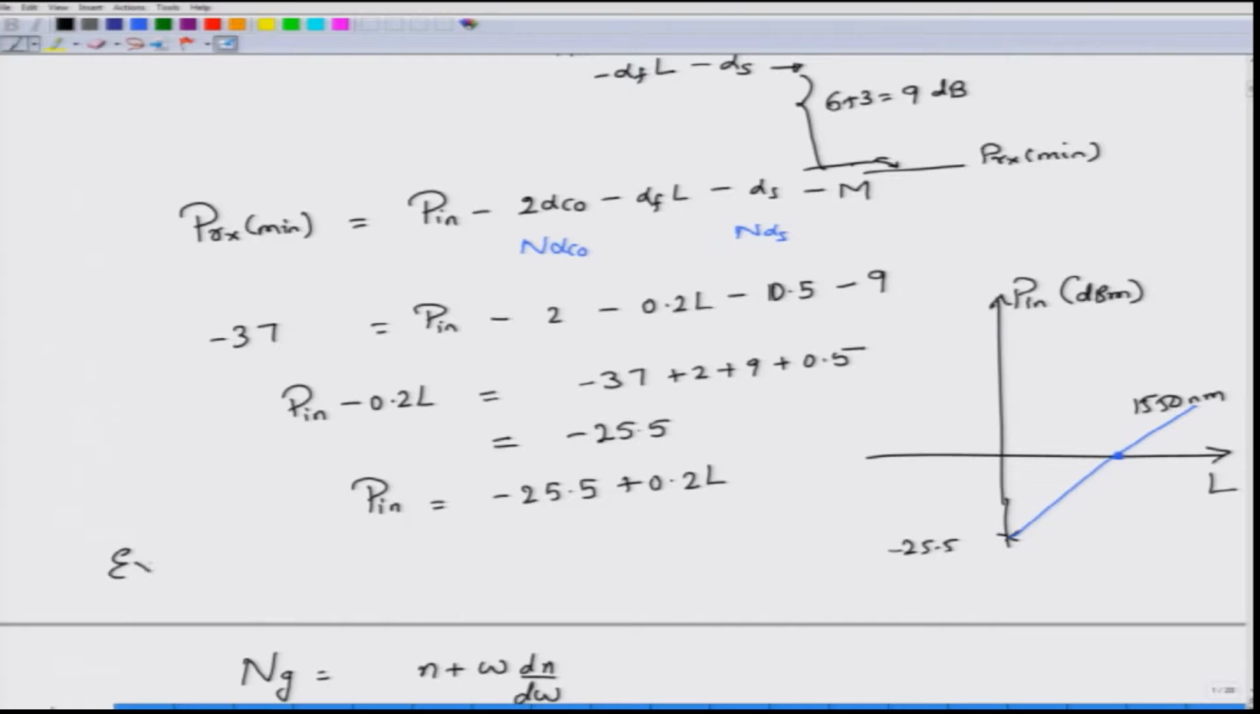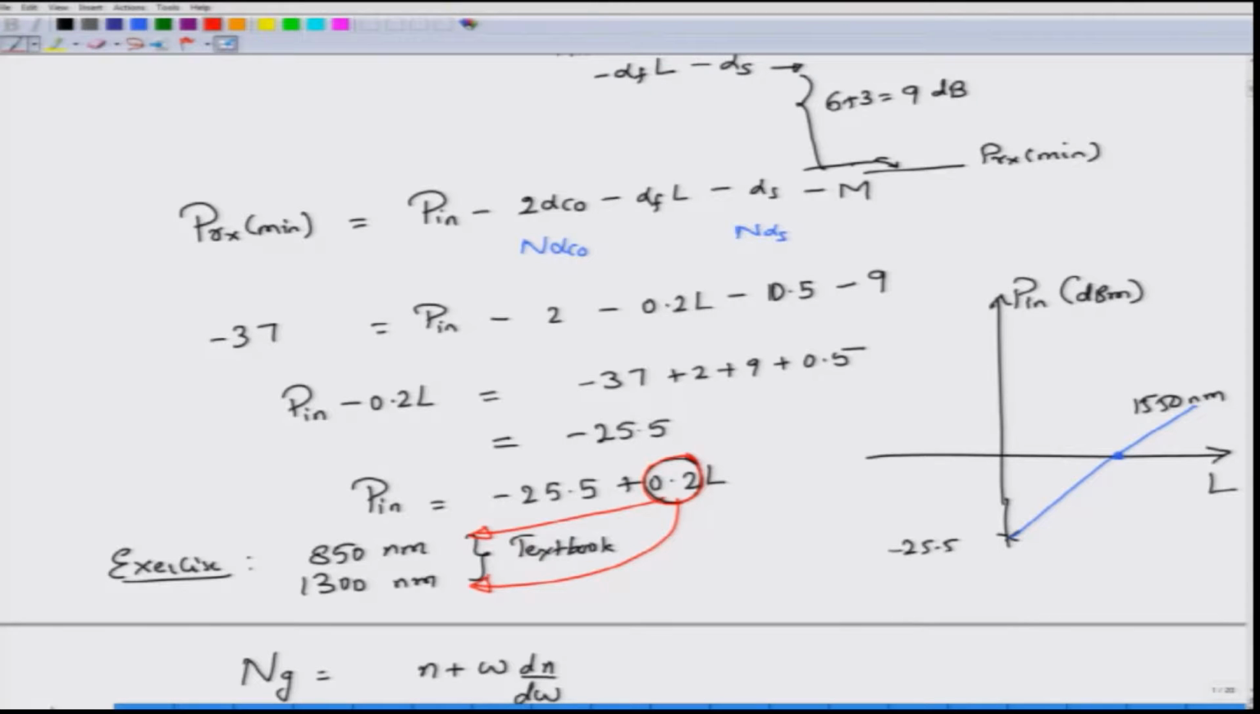Here is an exercise which you can use: you can write a small MATLAB program to compute this. Consider the losses for an 850 nanometer fiber and a 1300 nanometer fiber. These values can be obtained from your textbook. Find these values, substitute into these equations. So what quantity will change? This quantity will change. This would not be 0.2, but rather the value that corresponds to 850 nanometer or 1300 nanometer. And this times L should be equal to this. So plot on the same graph the curves corresponding to P in versus L.